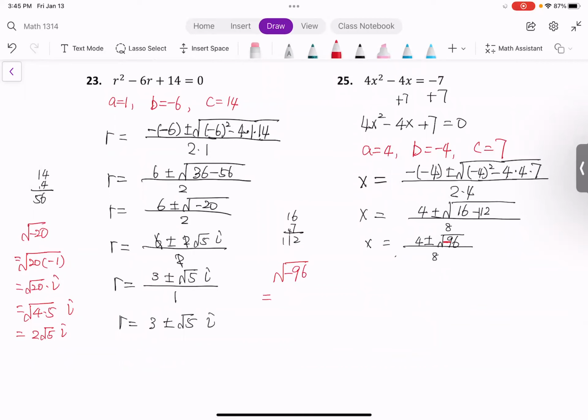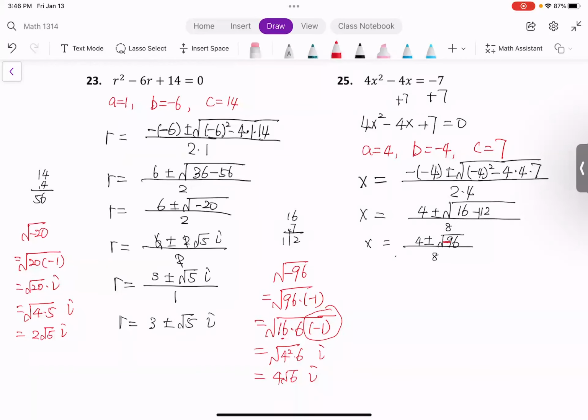So 96 equals 96 times negative 1. And 96 also equals 16 times 6. So let's get rid of the negative part. We have the square root of 4 squared, that's the 16, times 6 times i. So we can bring out the 4 from the radical sign. We have 4 square root of 6 i.